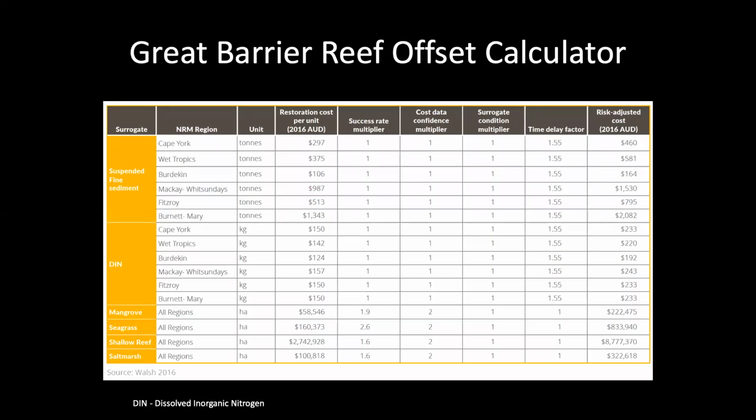And in the Great Barrier Reef, Melissa Walsh and colleagues put together this thing called an offset calculator that, based on 6 what they call surrogates, they're able to calculate what the restoration cost per unit is, and then there's different multipliers and delay factors that will result in a risk-adjusted cost. And it enables companies that are having these residual impacts to identify what that cost would be. They pay that into a fund that then is charged with achieving the conservation outcomes that are related to the residual impact. So again, there's all different approaches.